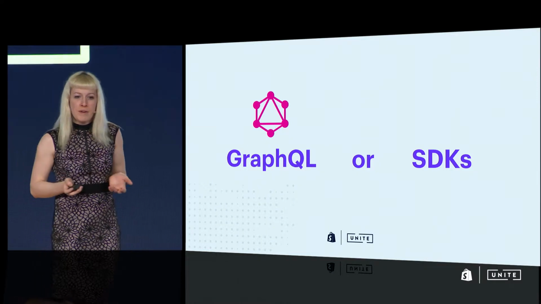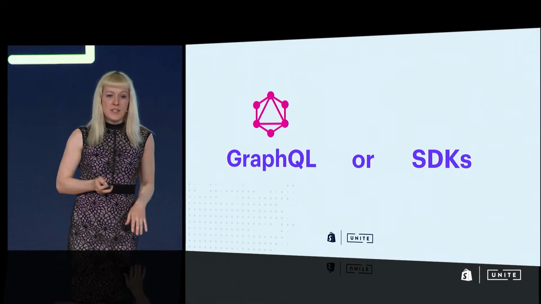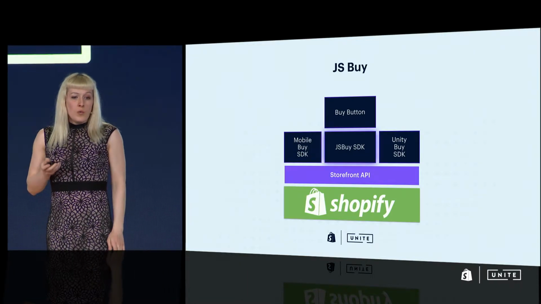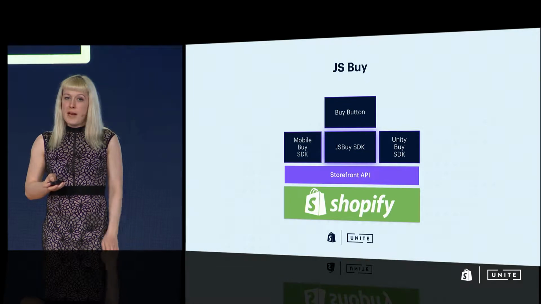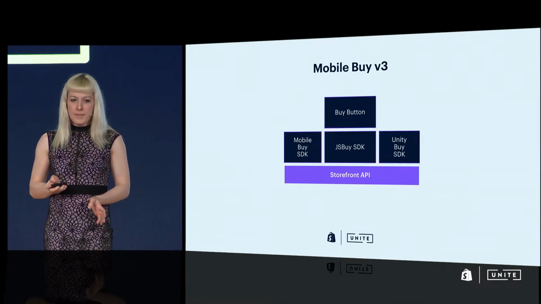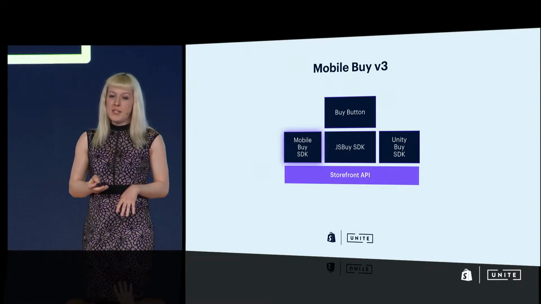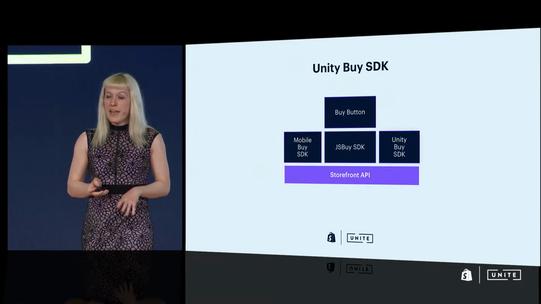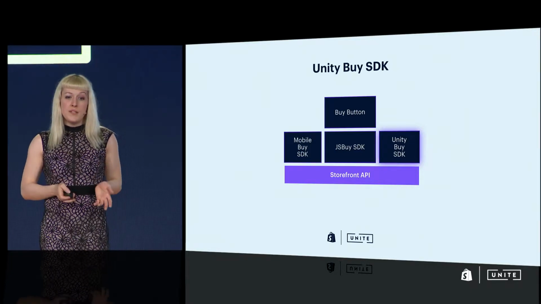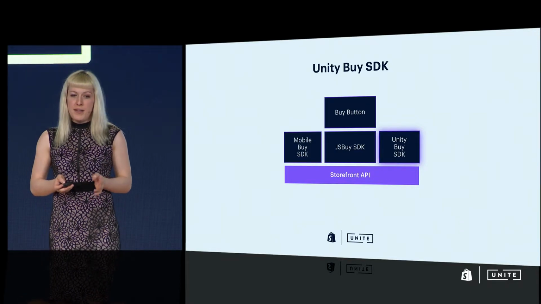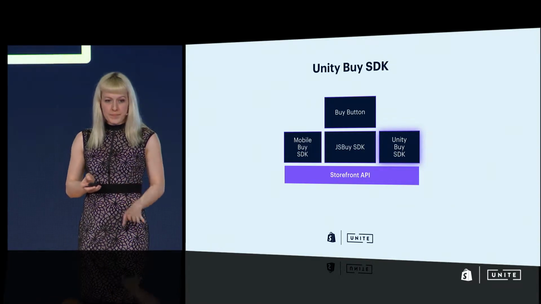So what should you use as developers? Should you use the SDKs or the API directly? That's entirely up to you. We'll continue to support the JS Buy SDK. It wraps up the complexities of the new API in a familiar interface. We'll be releasing Mobile Buy version 3 shortly, which rides on top of the Storefront API. And as Atli and Satish touched on, we're releasing the Unity Buy SDK, so you have an easy path to build storefronts inside a game that you might be building in Unity.